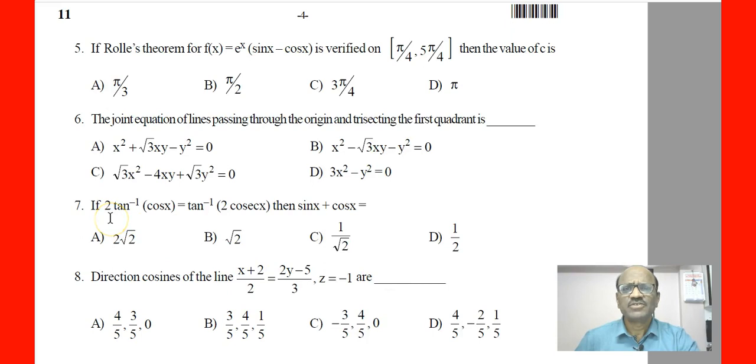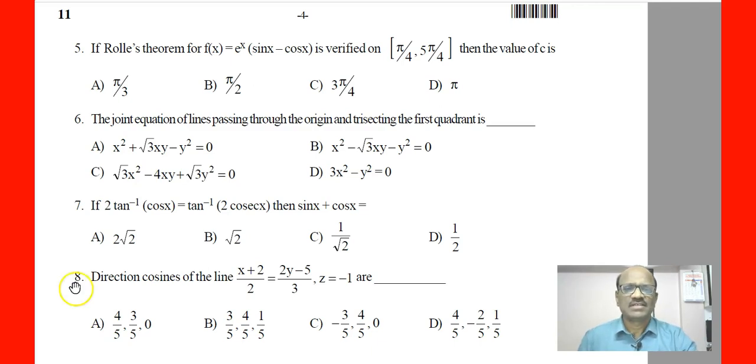If 2 tan inverse of cos x is equal to tan inverse of 2 cosec x, then find the value of sin x plus cos x. Here we have 2 tan inverse of cos x. Again we have the formula. What is the formula? 2 times tan inverse of theta is equal to tan inverse of theta plus tan inverse of theta. Then what is tan inverse of A plus tan inverse of B?